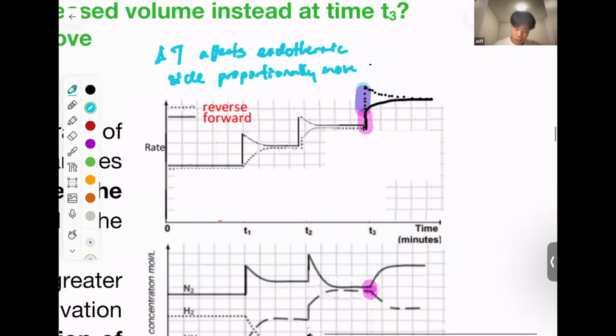And some schools really want you to mention the words activation energy. When you say temperature change affects the side with higher activation energy proportionally more. Temperature change affects the endothermic side, or side with higher activation energy, proportionally more.